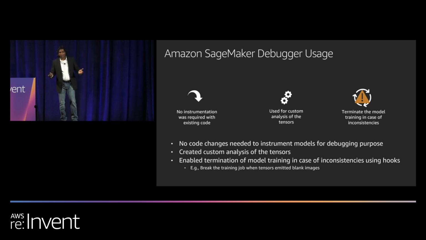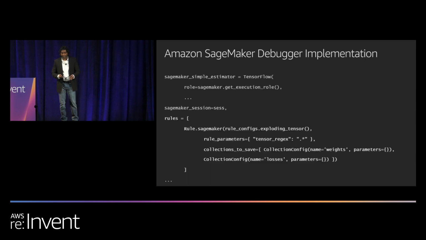No code is needed. No code changes were done. From our side, all we did is configure some rules external to the model, and voila, we got all these nice new features of the debugger, so that we can do custom analysis as well as early termination of the model. So here is an example of the configuration of the rules. You can see here we configured it to emit the weights as well as the loss functions as well as the tensors.